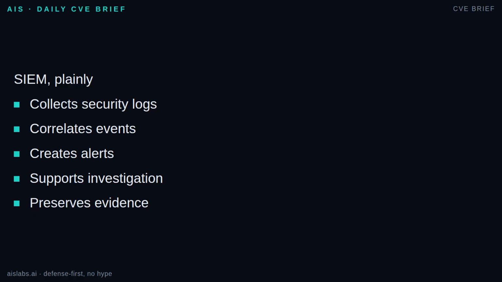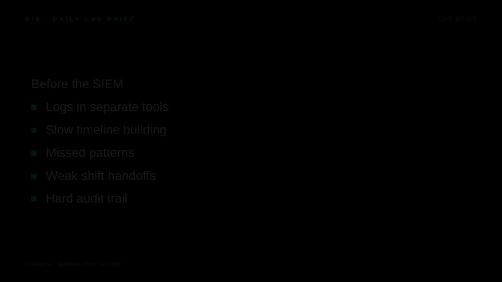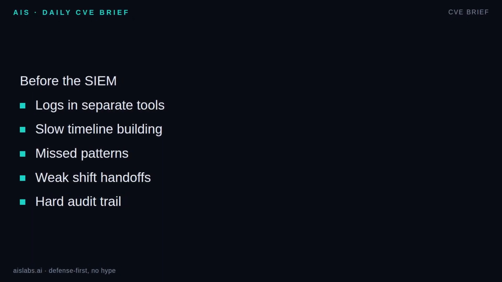It does not magically know truth. It gives defenders a single place to search endpoint logs, identity logs, cloud logs, firewall events, application activity, and alert history. A beginner should be able to say this: a SIEM turns scattered security data into searchable events, prioritized alerts, and investigation context. Life before a SIEM is messy.